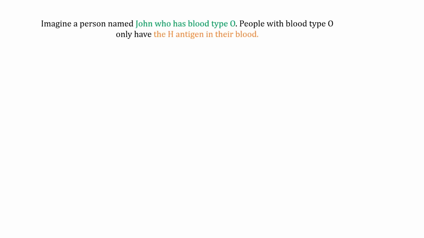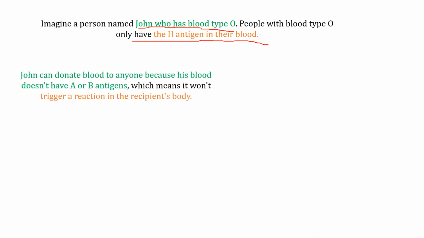Let's break it down with a simple example. Imagine a person named John who has blood type O. People with blood type O only have the H antigen in their blood. Now, John can donate blood to anyone because his blood doesn't have A or B antigen, which means it will not trigger a reaction in the recipient's body.